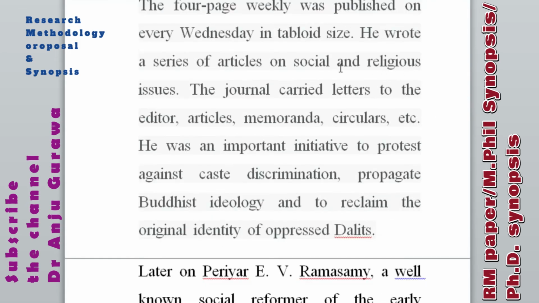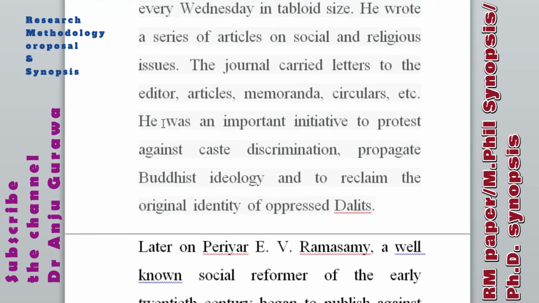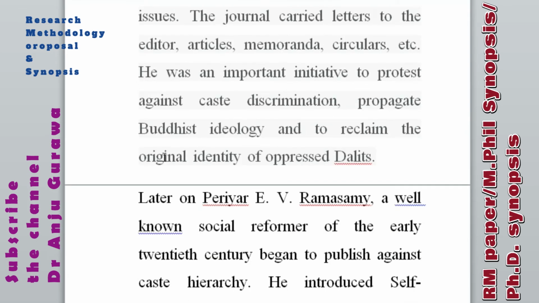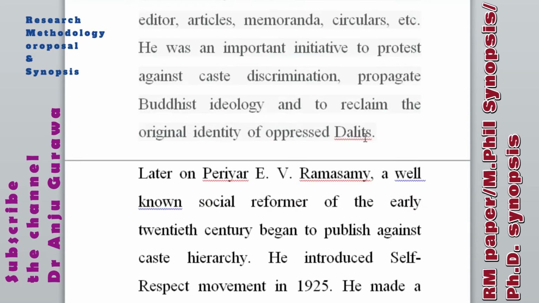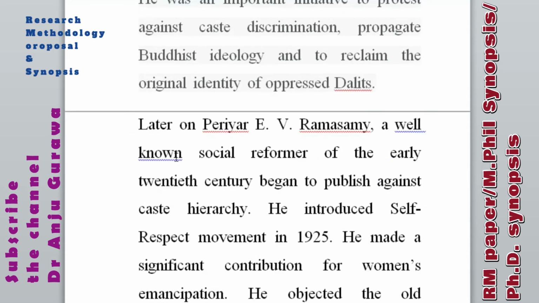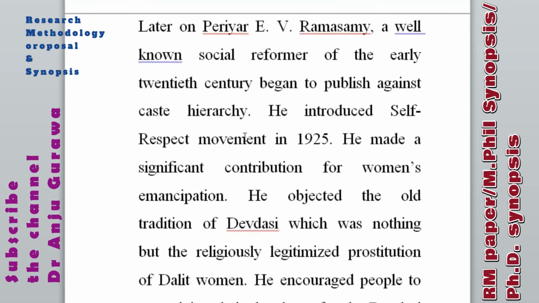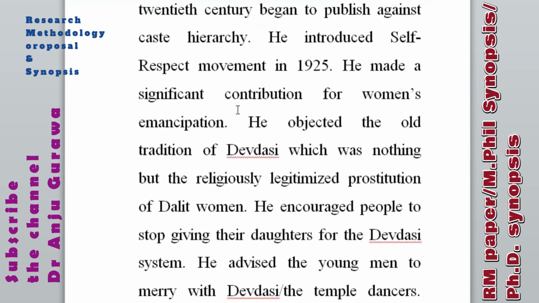The Tamilan was the most renowned journal in Dalit print history because of its rich content and ideology. The 4-page weekly was published every Wednesday in tabloid size. He wrote a series of articles on social and religious issues. The journal carried letters to the editor, articles, memoranda, circulars, etc. It was an important initiative to protest against caste discrimination, propagated Buddhist ideology and reclaimed the original identity of Dalits.